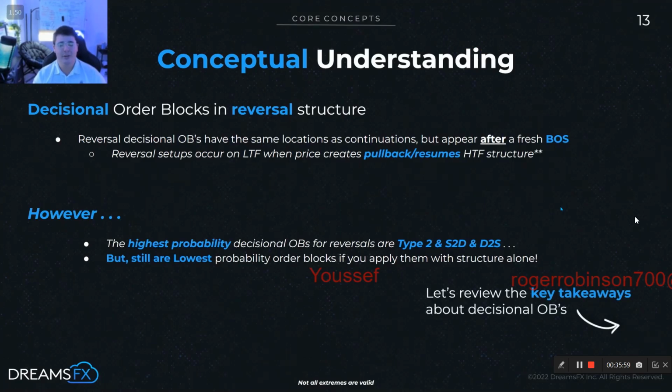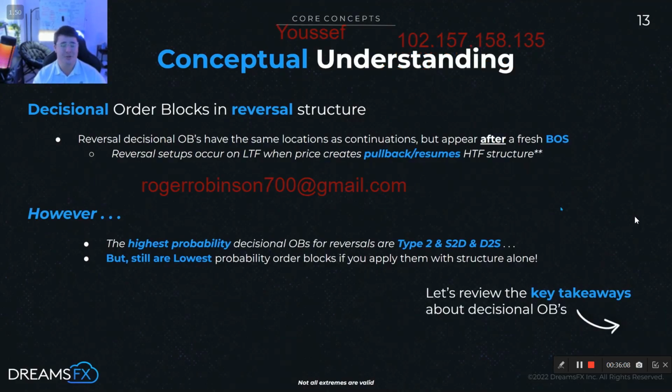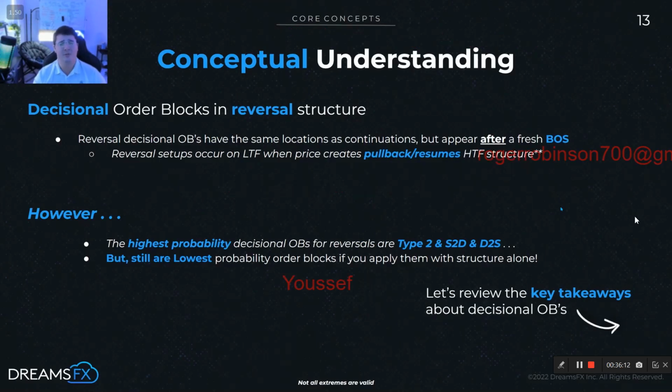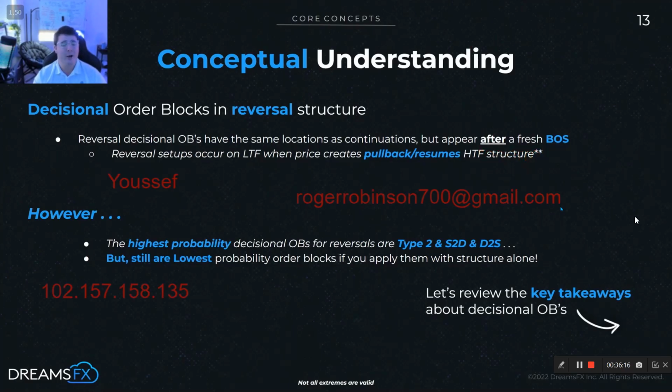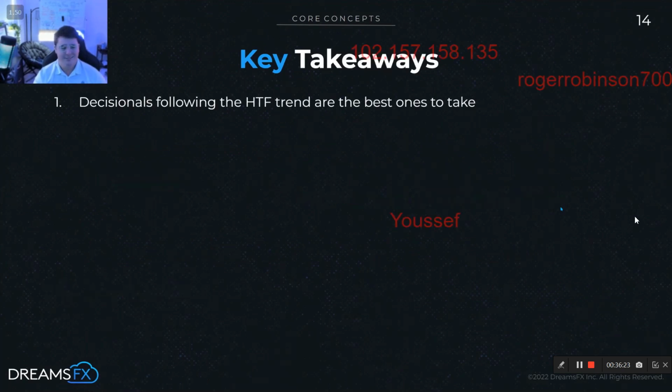Now, let's finally review the key takeaways about decisional OBs. The reversals of our decisionals will be discussed in the next lesson, as they directly correspond to the best and highest probability decisionals. Everything that you've learned so far with the 3 different types, you can still apply them for the reversal trades after BOS, but they become significantly riskier if you don't know how and when to apply them.